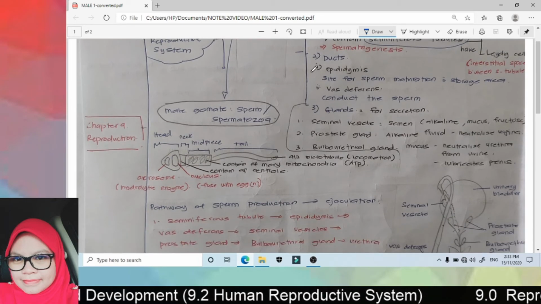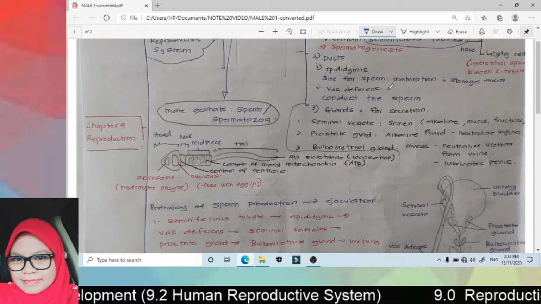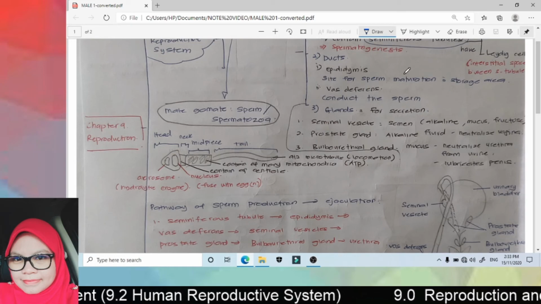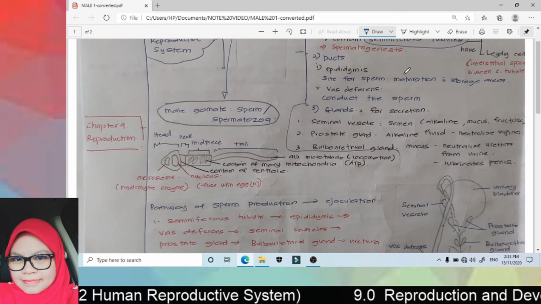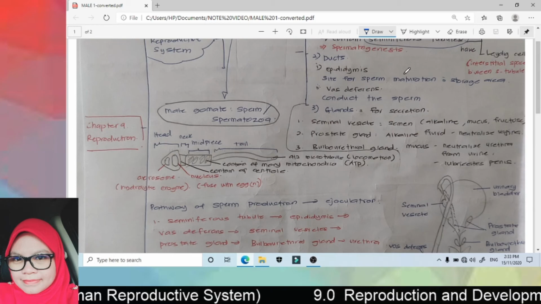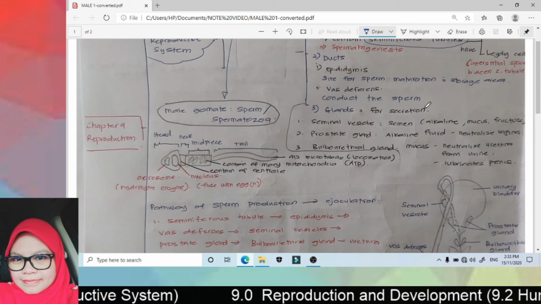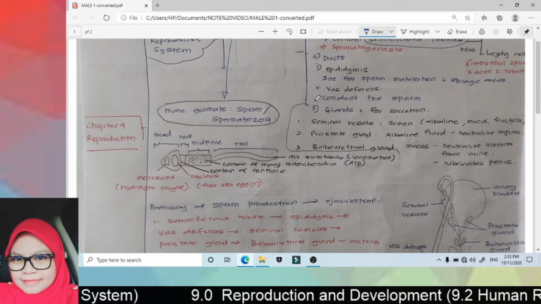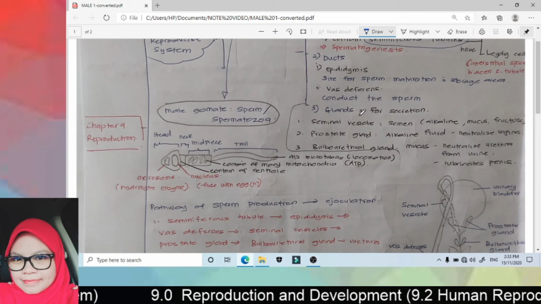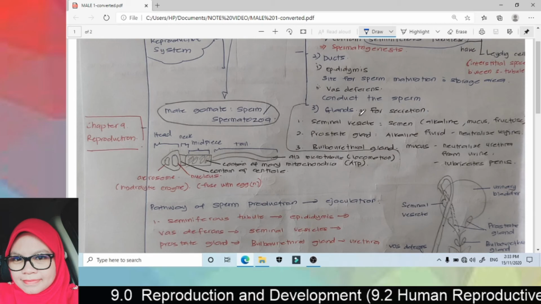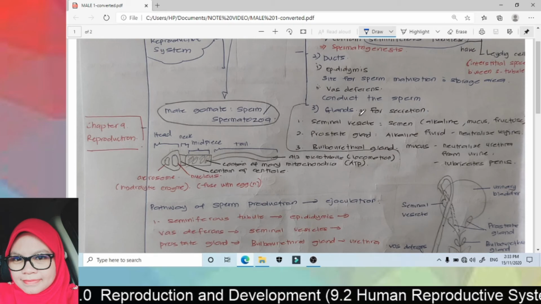And then the male reproductive system has ducts, and has two main ducts, the epididymis and also the vas deferens. The function of the epididymis is the site for sperm maturation and the storage area for sperm that has been produced. And then the vas deferens, the function is to conduct the sperm. And the third component is the glands.